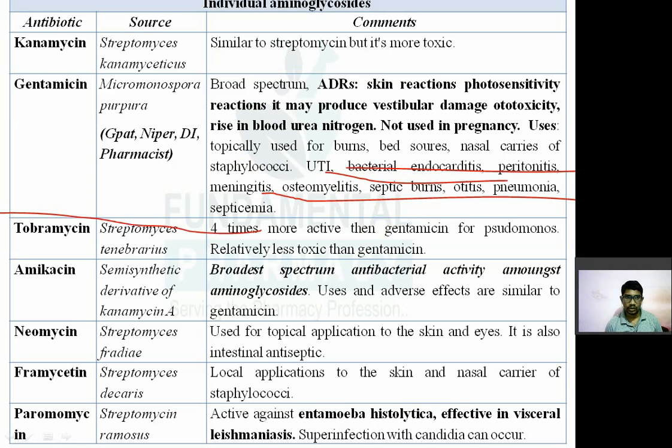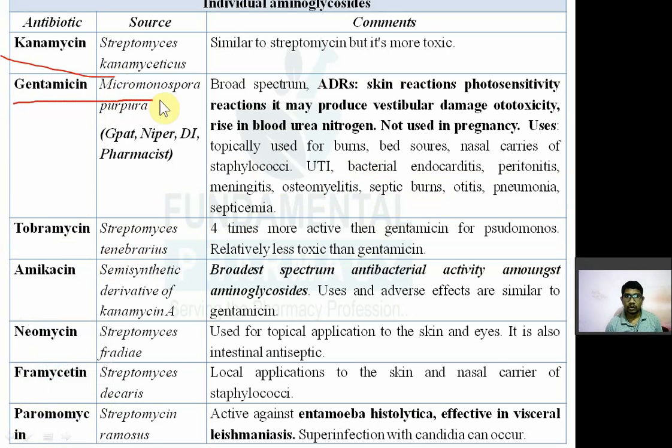Next one is tobramycin. Tobramycin is obtained from Streptomyces tenebrarius. So tobra for tenebra, और रिलेट कर सकते हो. कैनामाइसिन में क्या है? स्ट्रेप्टोमाइसिस कैनामाइसेटिकस. बस इतना याद रखो, जेंटामाइसिन इज फ्रॉम माइक्रोमोनोस्पोरा पर्पुरा, tobramycin from Streptomyces tenebrarius. Now it is 4 times more active than gentamicin for Pseudomonas aeruginosa, relatively less toxic than gentamicin. So tobramycin use करते हैं.